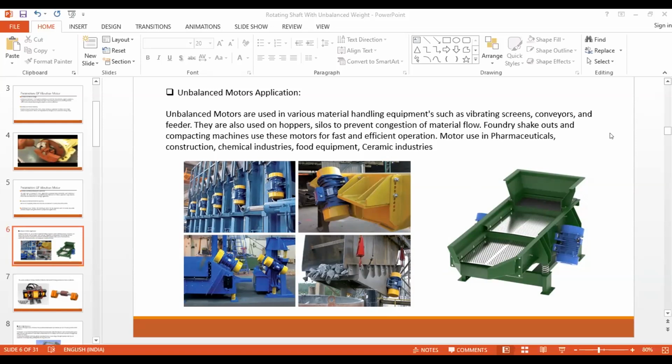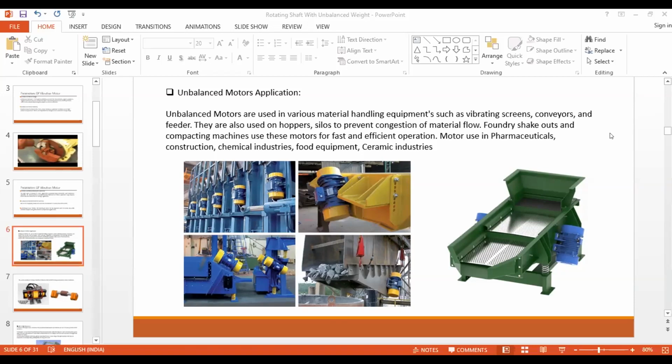They are also used on hoppers, like the first image, and on silos, to prevent congestion of material flow. In the crude oil sector, we term this vibrating screen as silos, or hoppers as silos. And the foundry shakeouts and compacting machines use these motors for fast and efficient operations. Like I said, the motors are used in pharmaceuticals, construction, chemical industries, food equipment, and the ceramic industry.